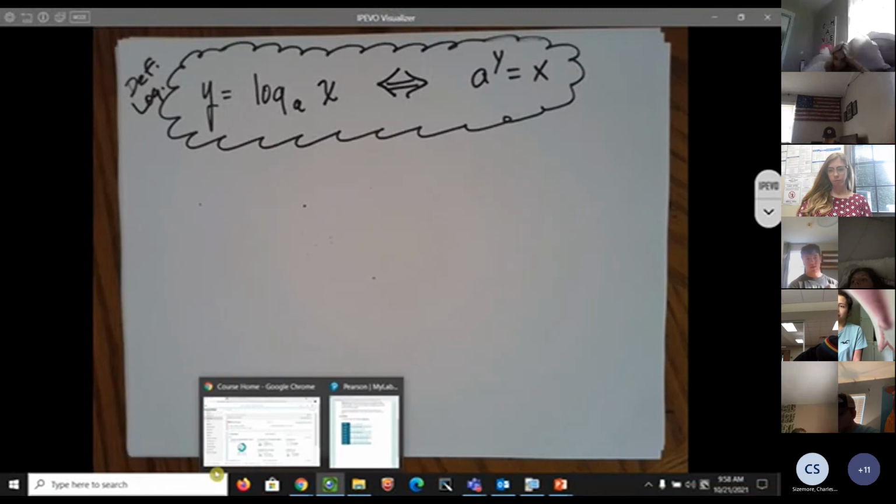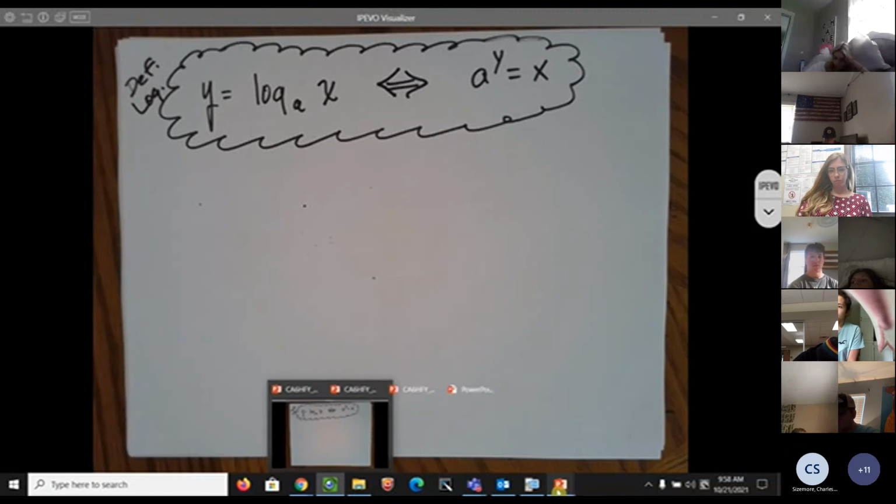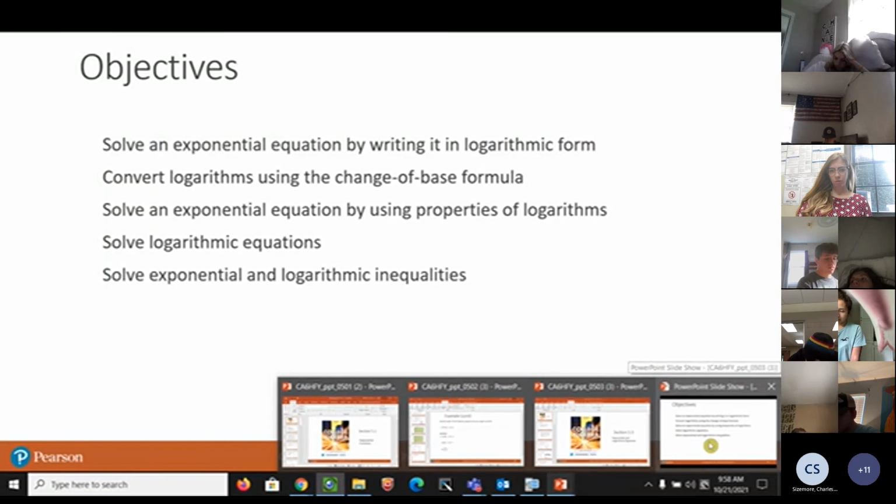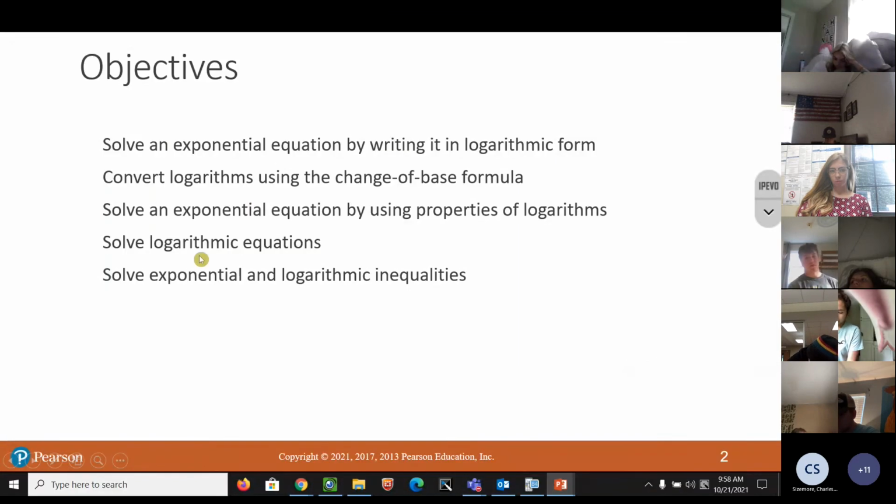Now back to the slides, which I think go around in circles, but we'll go ahead and see what they're going to teach us here. Solve an exponential equation. Well, that's going to use the definition of a logarithm. Solve an exponential equation by using properties of logarithms. Solve logarithmic equations. Okay, everything's good here, except change of base should be last, but we'll go ahead.